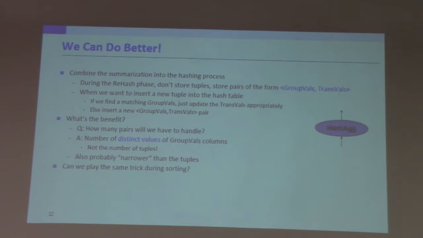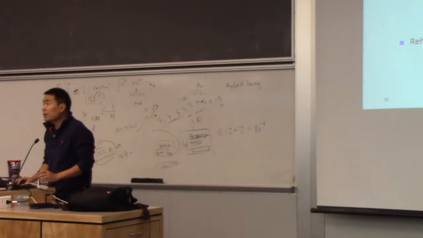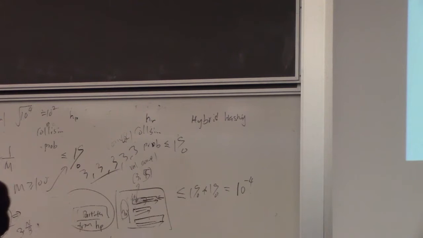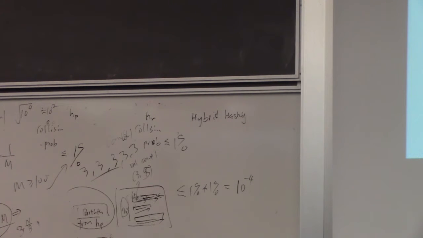You can do better. You can combine, if your goal is to do aggregation or duplicate elimination, you can combine these two phases into one and introduce this algorithm called hybrid hashing. The observation is, in this two-phase approach, every partition needs to be dumped to disk and loaded back in the second phase. Potentially, we don't have to do that.